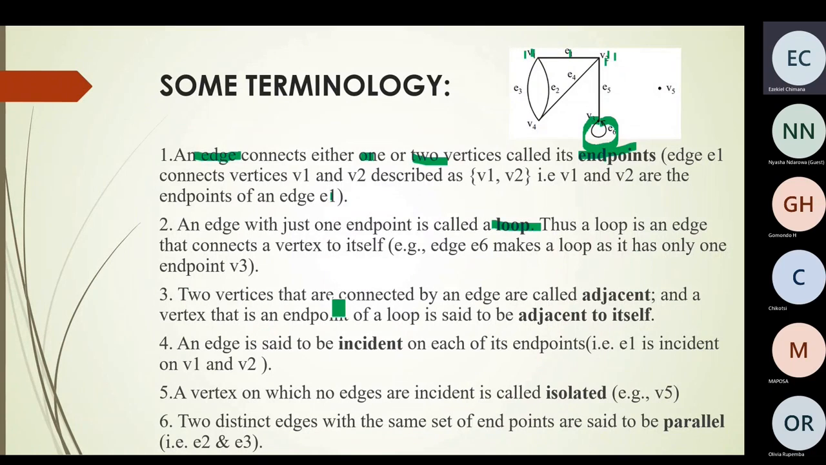So two vertices that are connected by an edge are called adjacent. And a vertex that is an endpoint of a loop is said to be adjacent to itself. When you are talking of adjacent vertices, there will be an edge linking those vertices. Like you have this V4 and this V2. So V2 is adjacent to V4 because we have this edge E4, which is joining them. So they are adjacent to each other. But there is also a vertex which is adjacent to itself. Whenever there is a loop, we say that it is adjacent to itself, like V3, since it is linked to itself.